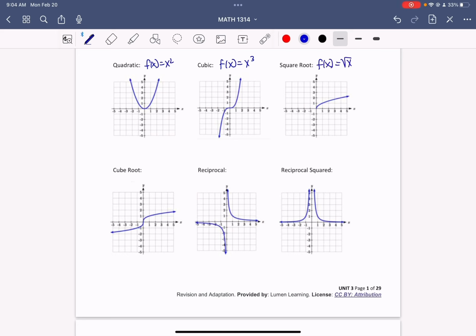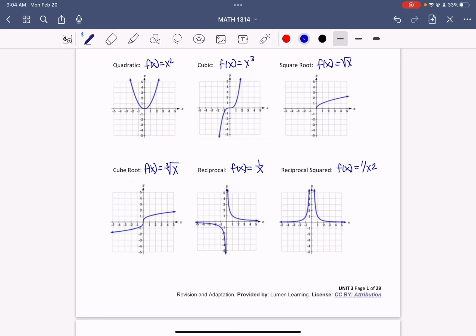And definitely pause this video, rough sketch what these graphs look like, because we're going to be building on these graphs, as well as their equations. You've got your cube root. This is f of x equal to the cube root of x. The reciprocal function, which is f of x equal to 1 over x, and the reciprocal squared, which is f of x equal to 1 over x squared.